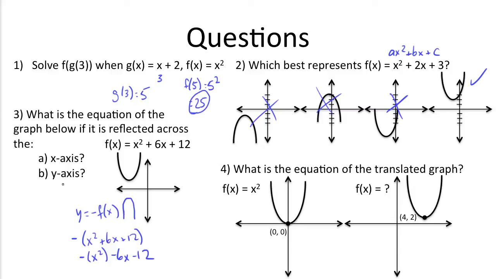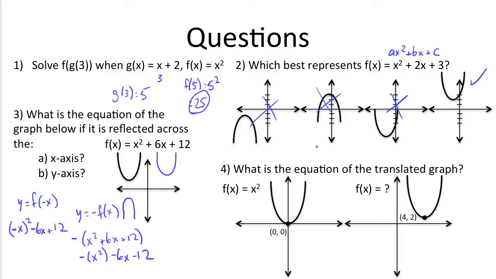Next, if we want to reflect across the y-axis from x squared plus 6x plus 12, we know that the negative has to go inside the parentheses for the x terms. That means we'll have negative x squared minus 6x plus 12. And that will flip the parabola over across the y-axis.